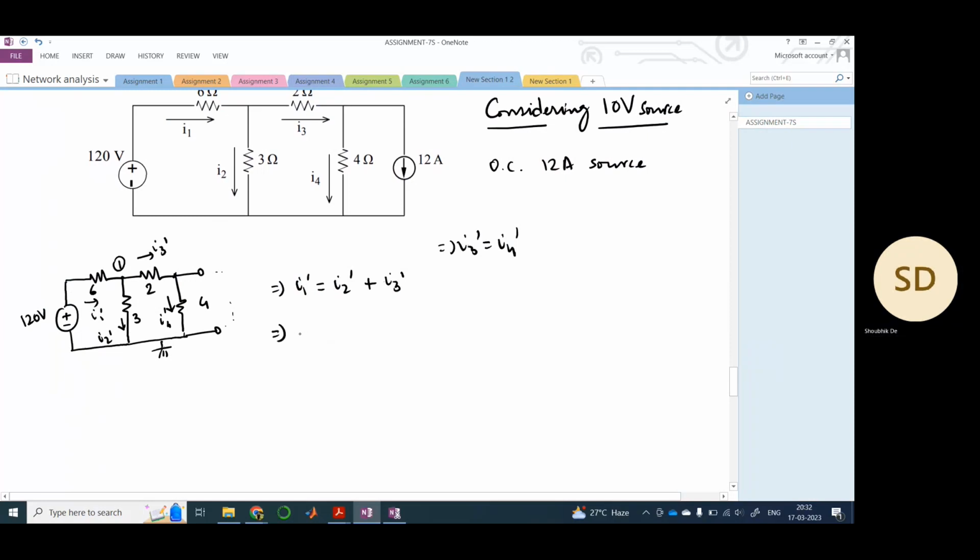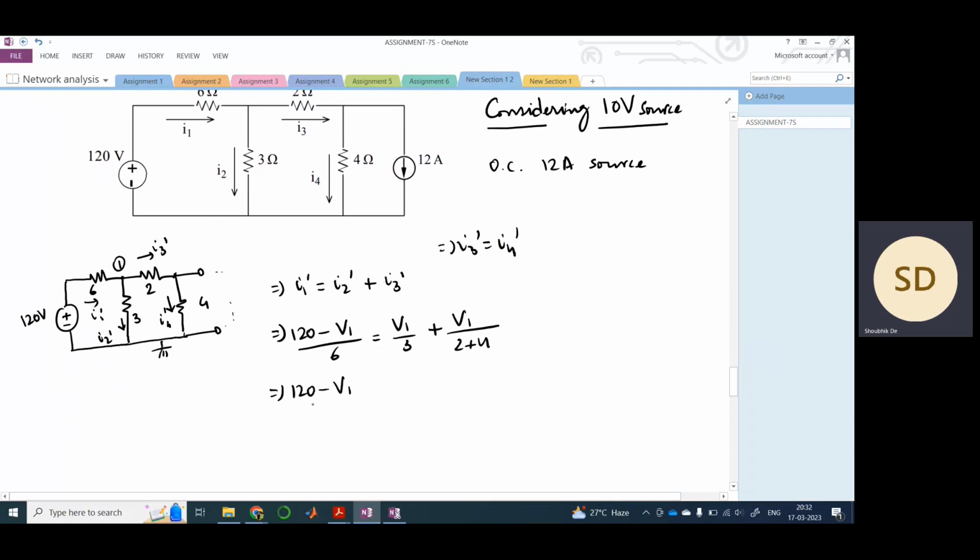So this would be (120 minus V1) by 6 equals V1 by 3 plus V1 by 2 plus 4. Simple. You will know this provided you have solved nodal analysis carefully, because it's very important. KCL and KVL are the two most fundamental concepts of circuit theory analysis. If you know that well, then only you will be able to master these theorems properly.